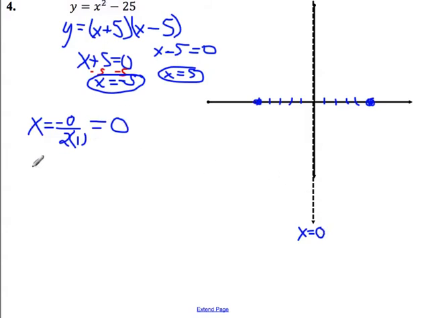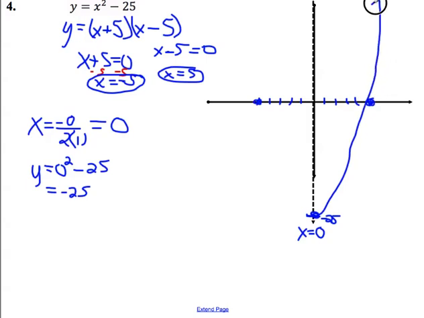If we plug in 0, then we get y equals 0 squared minus 25. 0 squared is 0, so that's negative 25. So that vertex is pretty far down here. We'll just pretend this is negative 25. Put the vertex, and we can draw our parabola.